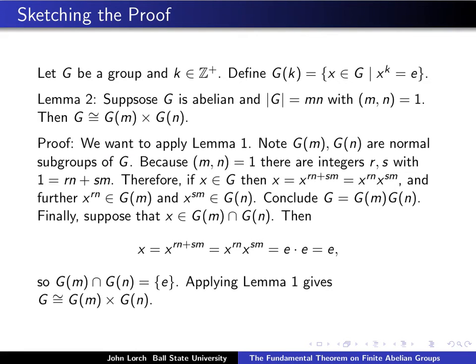We now, in this slide, move a bit closer to the fundamental theorem on finite abelian groups. So we begin with a definition. So we start with a group G and a positive integer k. So we're going to define this set G of k to be all of the things in G whose kth power gives us the identity. Now, this thing is going to be a subgroup of G.